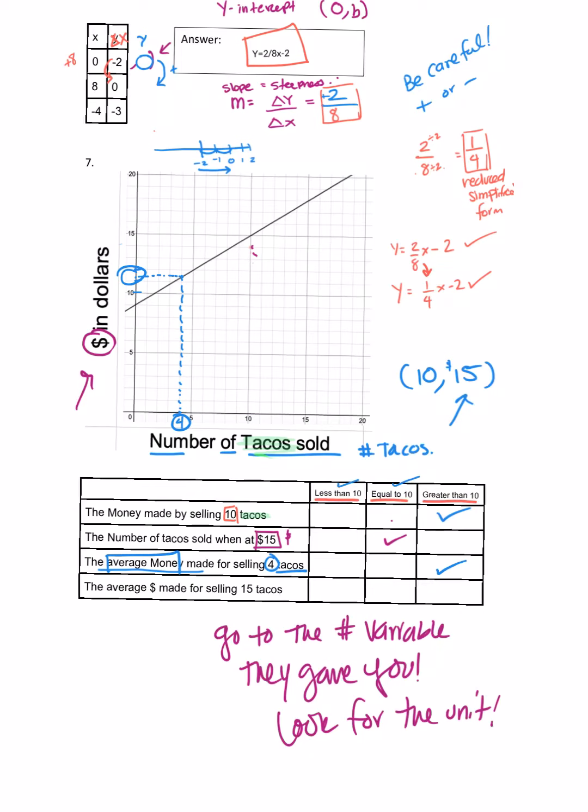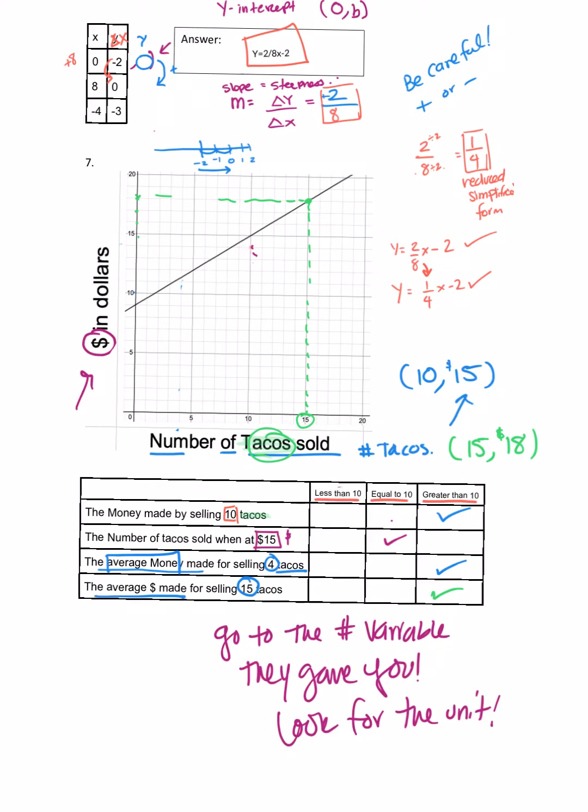So the average money made for selling 15 tacos. So now you're going to go to 15 tacos. Okay, 15 tacos. Where's that? Here's tacos. Here's 15. What does it relate to? Stop right here. 15, 16, 17, 18. So 15 tacos relates to 18 what? Dollars. Is that less than, equal, or greater? It's greater.